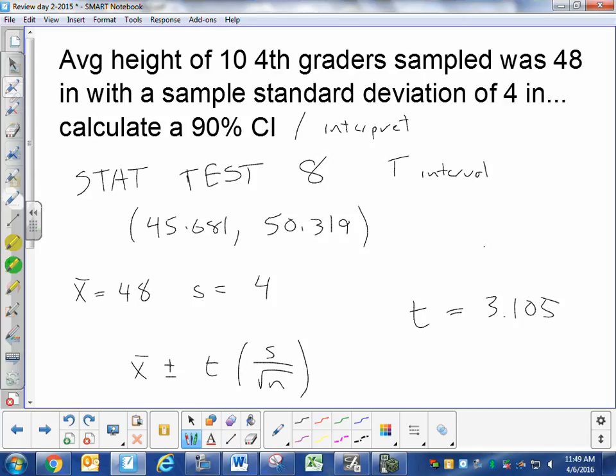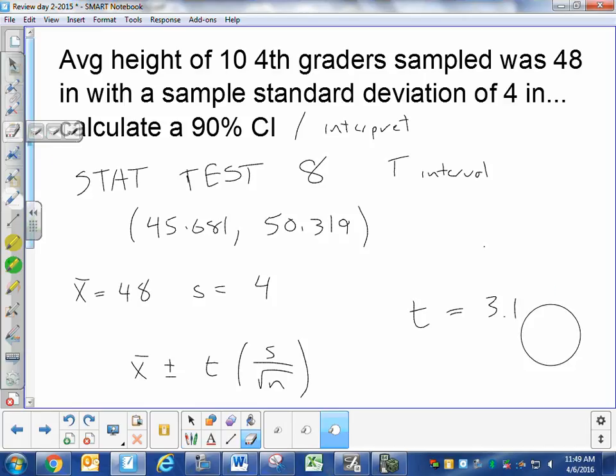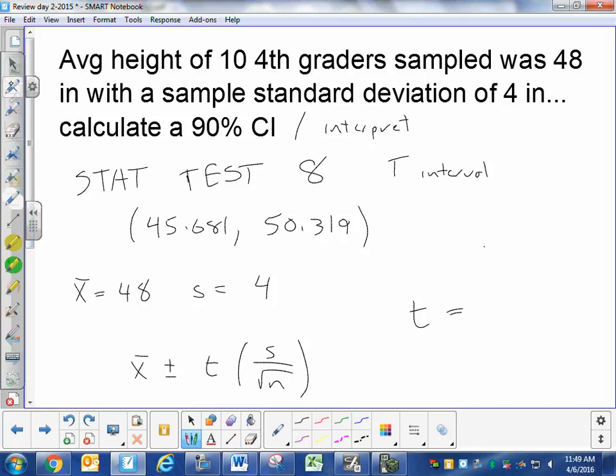I did inverse t, and then again. In the inverse t, Mr. Holt, we should be typing in inverse t. The percent below would be 0.05, which is in one of my tails. The degrees of freedom is 9. What do we get? 1.833. Great.